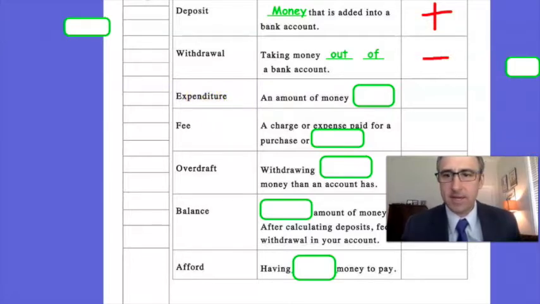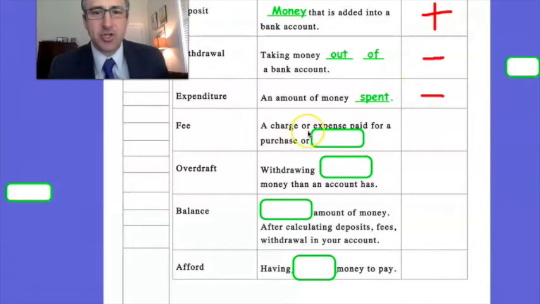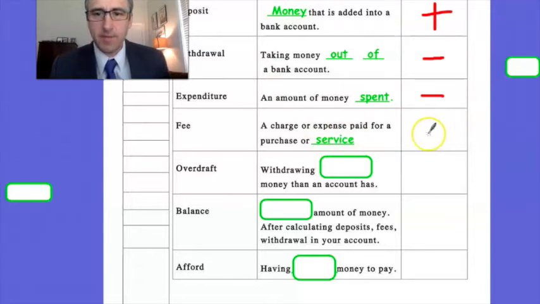Expenditure is the amount of money that you spend. Again, spending is subtraction. Fees, it's a charge or expense that you pay for a purchase or a service. Again, if we pay it, it's subtraction. If we put it in, it's addition.